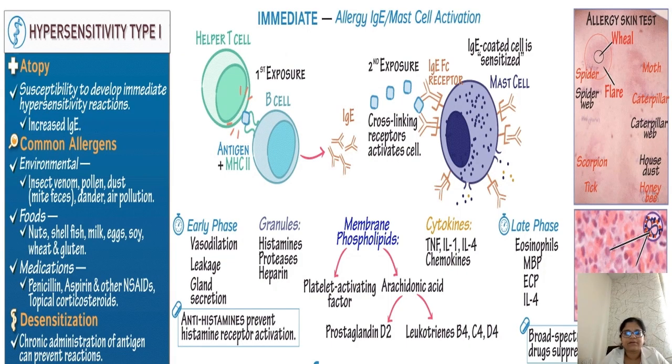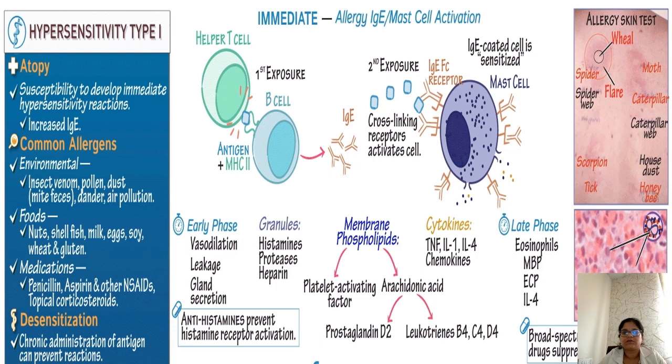So now, in summary, the early phase and the late phase, and the different types of granules or mediators being released at different phases, is depicted in this entire chart. That is atopy, where you have the susceptibility to develop immediate hypersensitivity reactions with the help of increased IgE production. And the common allergens will be environmental, food, or any medications. And even desensitization can be done for these patients with the help of chronic administration of the antigen, which prevents the reaction.